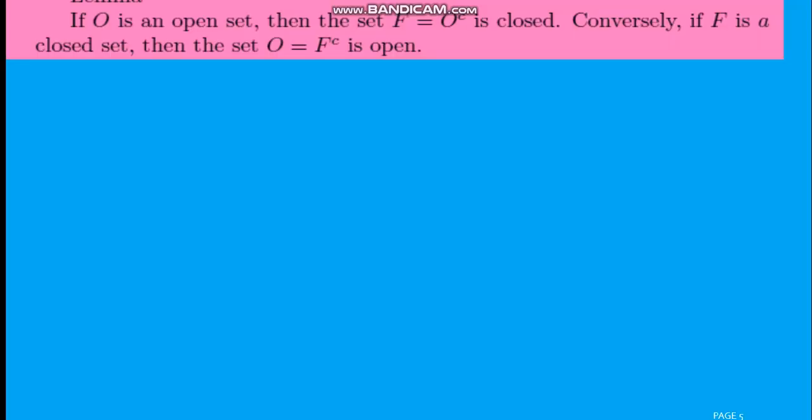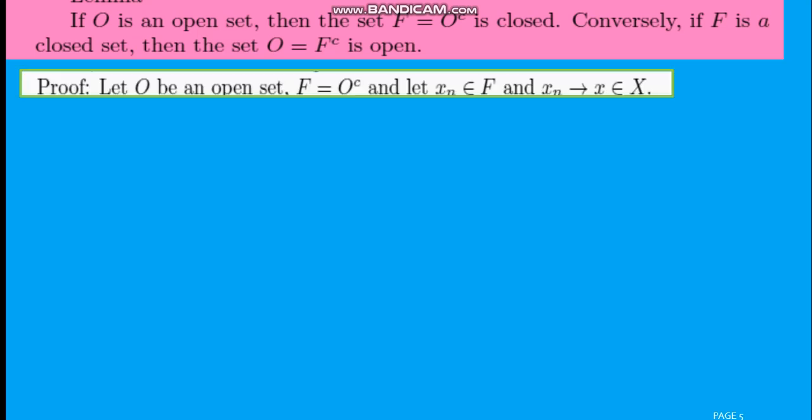Okay, so next you have a lemma. You have to show that whenever a set is open its complement is closed, and conversely whenever a set is closed we have to show that its complement is open. You know all those things, but let me recap all of them in terms of normed spaces.